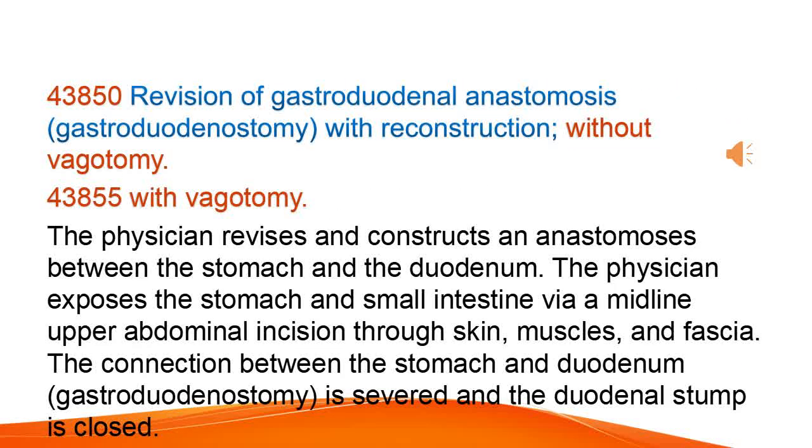Revision of gastroduodenal anastomosis, gastroduodenostomy, with reconstruction, without vagotomy. With vagotomy, the physician revises and constructs an anastomosis between the stomach and the duodenum. The physician exposes the stomach and small intestine via a midline upper abdominal incision through skin, muscles, and fascia. The connection between the stomach and duodenum, gastroduodenostomy, is severed and the duodenal stump is closed.